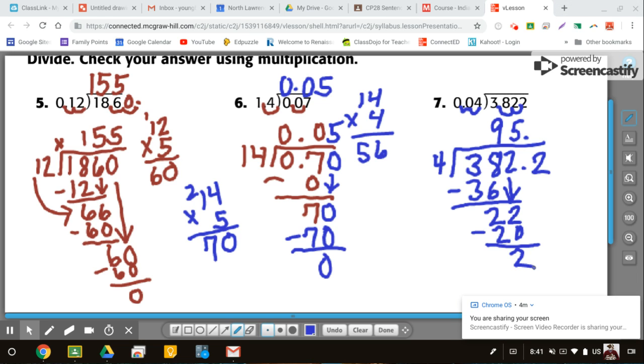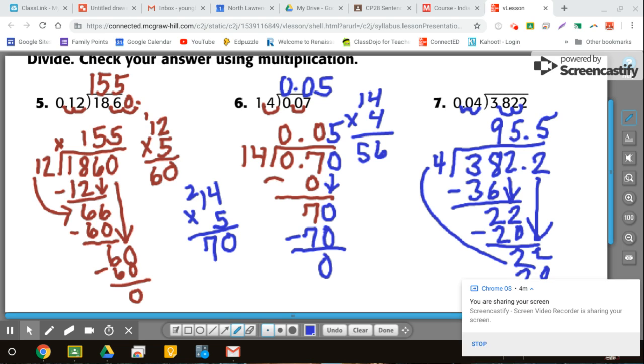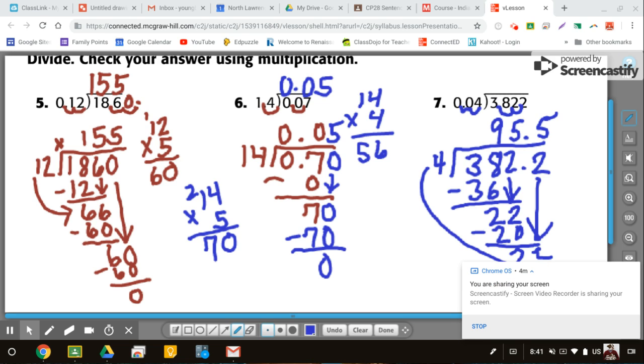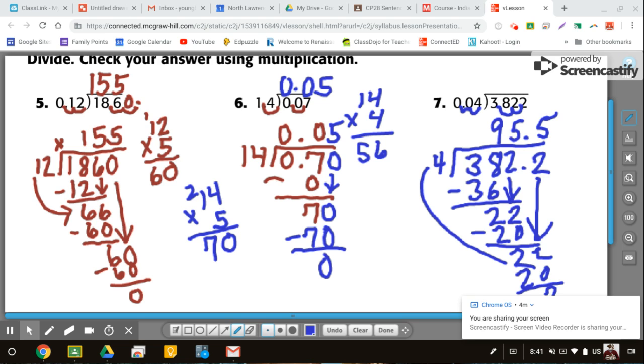And get rid of that box. You need to bring down this 2. Oops. 4 goes into 22. Again, 5 times, which gives me 20. And again, look, I have 2 down here. Well, I have to make those zeros again until I clear this out.